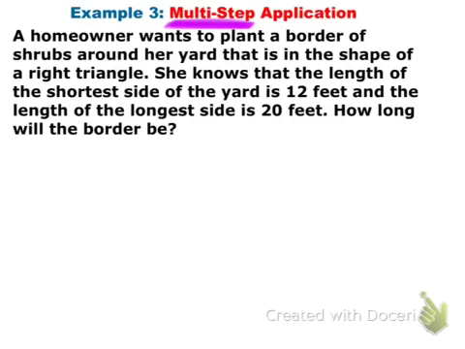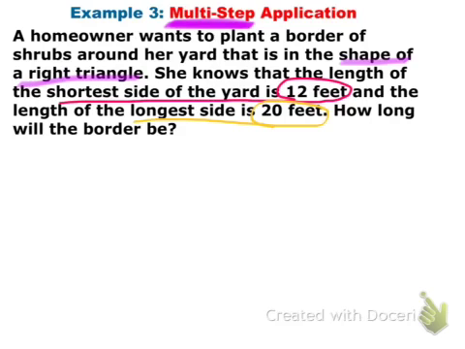It says a homeowner, so somebody who owns their house, wants to plant a border of shrubs, aka tiny little bushes, around her yard that is in the shape of a right triangle. She knows that the length of the shortest side of her yard is 12 feet, and she also knows that the length of the longest side is 20 feet. So how long will the border be?